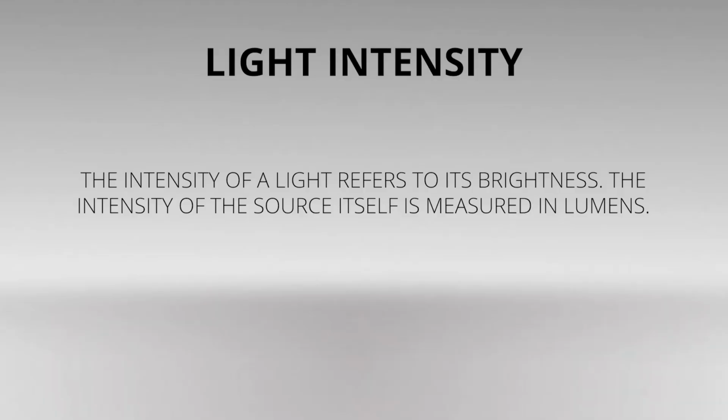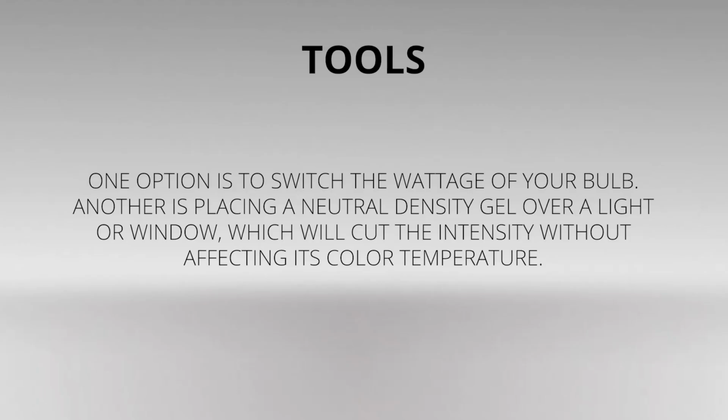The intensity of a light refers to its brightness. The intensity of the source itself is measured in lumens. If your light intensity is too low, you'll have to increase the gain or ISO on your camera in order to record correctly exposed video. Luckily, you can usually control the intensity of a light source itself with a few different tools. One option is to switch the wattage of your bulb. Another is placing a neutral density gel over a light or window, which will cut the intensity without affecting its color temperature. A scrim has a similar effect. You can also use a dimmer, but be aware that this will shift the color temperature of a tungsten light. Finally, you can simply adjust the distance of your light from your subject.